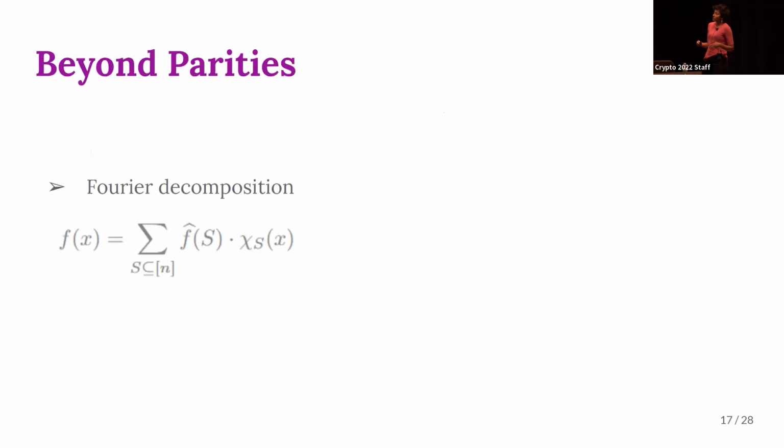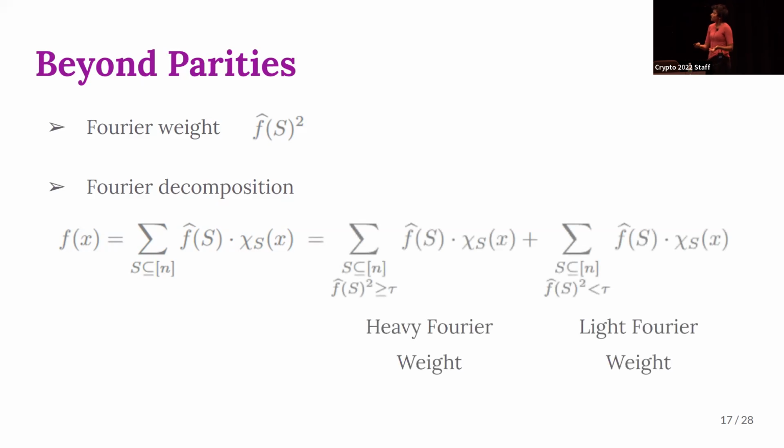So, in order to actually figure out what to do from here, let's look back at our Fourier decomposition, and we'll introduce this terminology, which will become clearer later, called a Fourier weight, which is just the Fourier coefficient squared. And so now we can look at our Fourier decomposition in terms of the terms for which the Fourier weight is heavy, so the Fourier coefficient squared is sufficiently large, and the terms for which the Fourier coefficient squared is smaller.